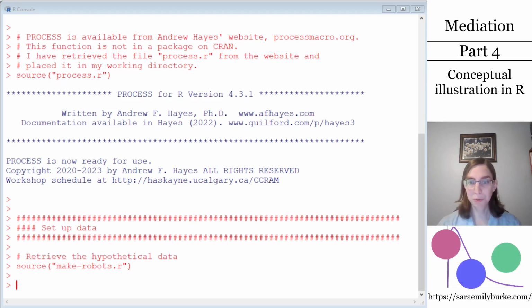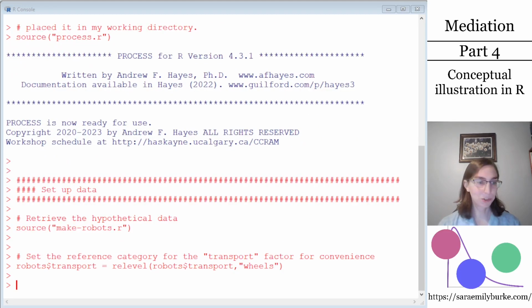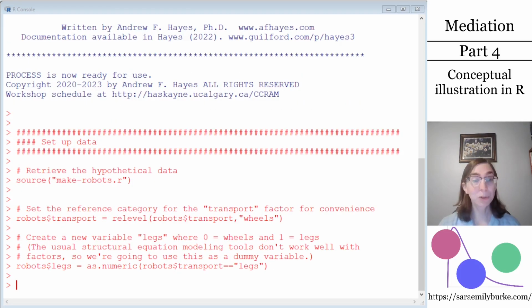In order to get ready to use this data set for today's examples, I'm going to do a couple of additional things to it. First, I'm going to set the reference category for the transport factor to wheels for convenience, because I would like to test questions about how much more expensive robots with legs are compared to robots with wheels. And I'm also just going to create a new variable called legs. That's a binary variable where 0 represents robots with wheels and 1 represents robots with legs.